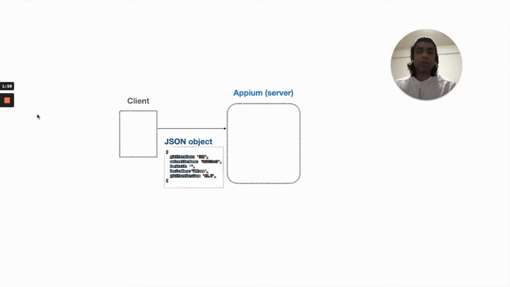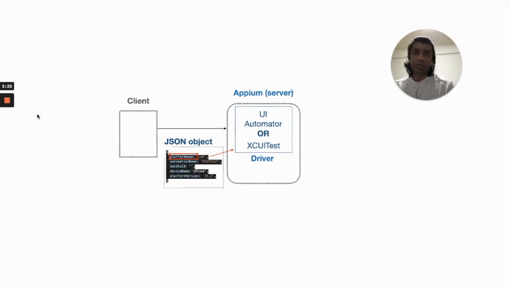if I want to create an automation for iOS devices, the property name is platformName, which I give as iOS. If I give Android, it is going to happen for Android devices. Based on this property platformName, it is going to create a specific driver. For example, for Android, it creates the UiAutomator driver. For iOS, it creates the XCUITest driver.